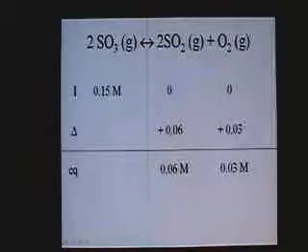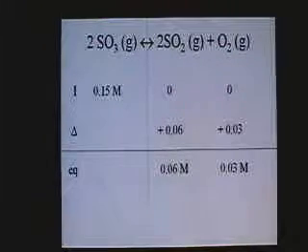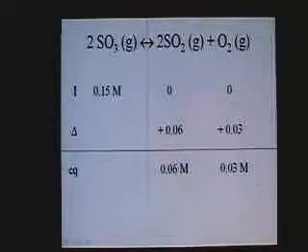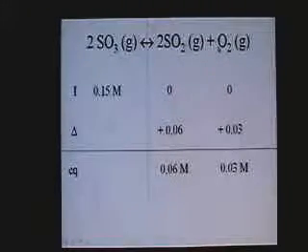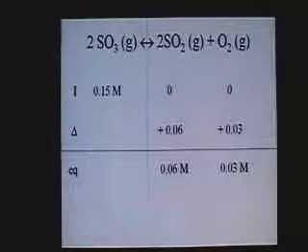What if you focused your attention on the 0.03? Would you still know to subtract 0.06? Well, if you focus your attention on the balanced equation, you would also see that in front of the oxygen there's a 1, and in front of the SO3 there's a 2. It's a 2-to-1 ratio, so you need to subtract twice the amount.